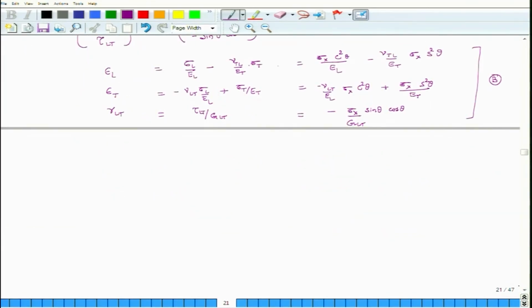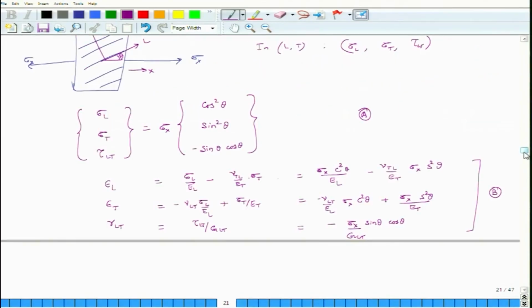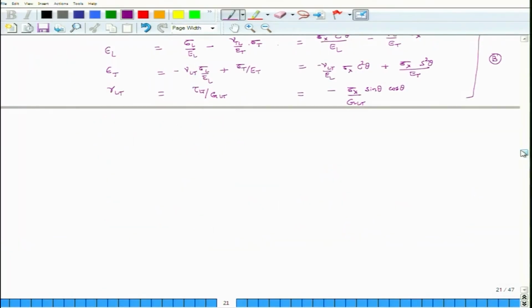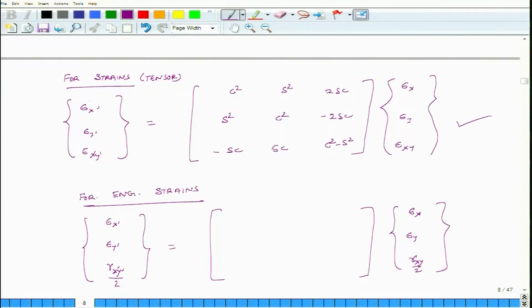So, what we have done now is we have expressed epsilon L, epsilon T, gamma LT in terms of sigma x, which is the external stress applied on the laminate in the xy coordinate system, right. So this is equation B. We also know from our stress transformation equations, these are the strain transformation equations, or if we are talking about engineering strains, these are the transformation equations.